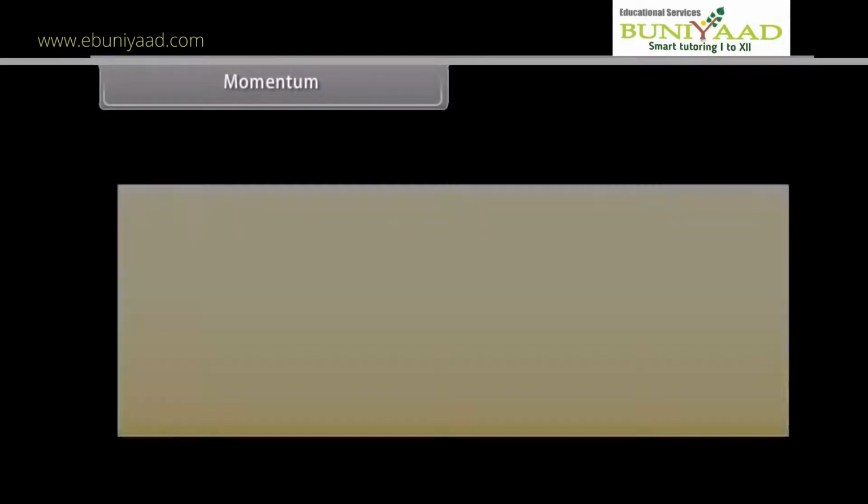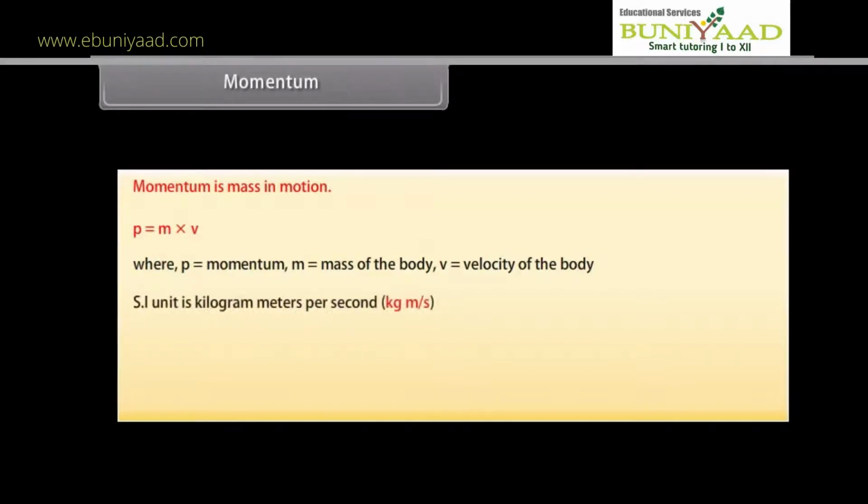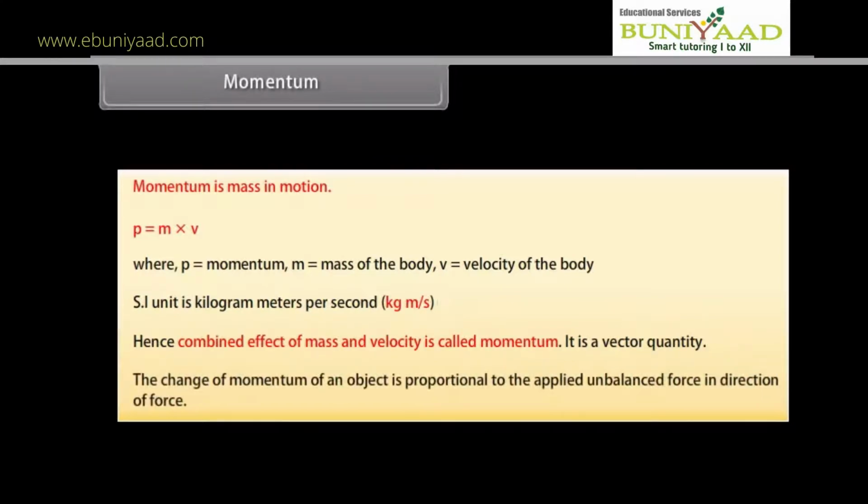Momentum. Momentum is mass in motion. P is equal to m into v, where P is momentum, m is the mass of the body, v is the velocity of the body. The SI unit is kilogram meters per second. Hence, the combined effect of mass and velocity is called momentum. It is a vector quantity. The change of momentum of an object is proportional to the applied unbalanced force in the direction of force.